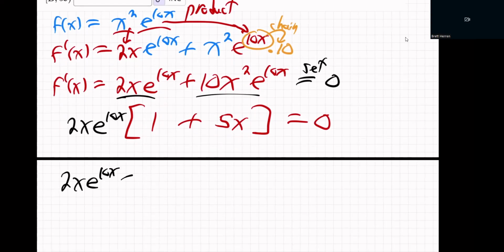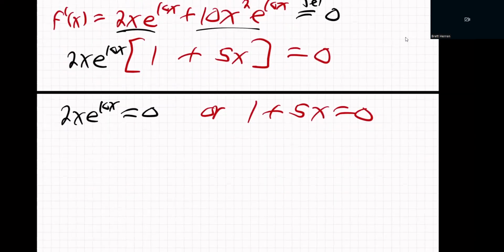2x e to the 10x equals 0, or 1 plus 5x equals 0, right? That's logical. If two things are multiplying to equal 0, either one could be 0 to make that true. How do you finish solving here? Well, did you know the answer for this part is just 0? There's no way e to the 10x can ever be 0. Are you aware of that? If you're not, you need to spend some time thinking about that.